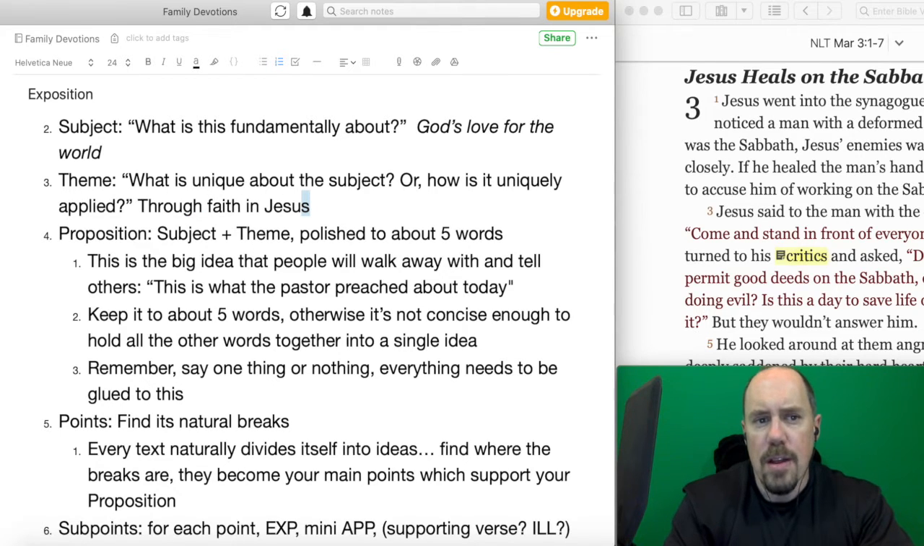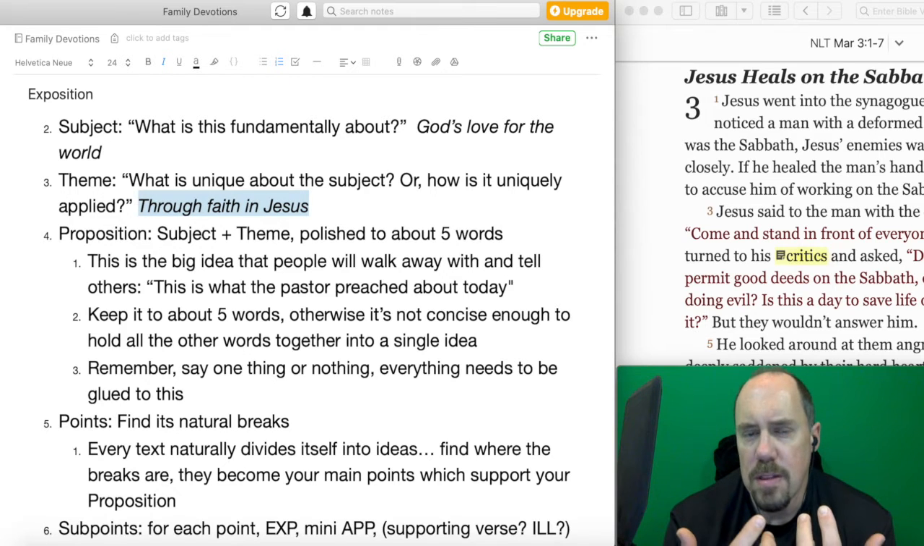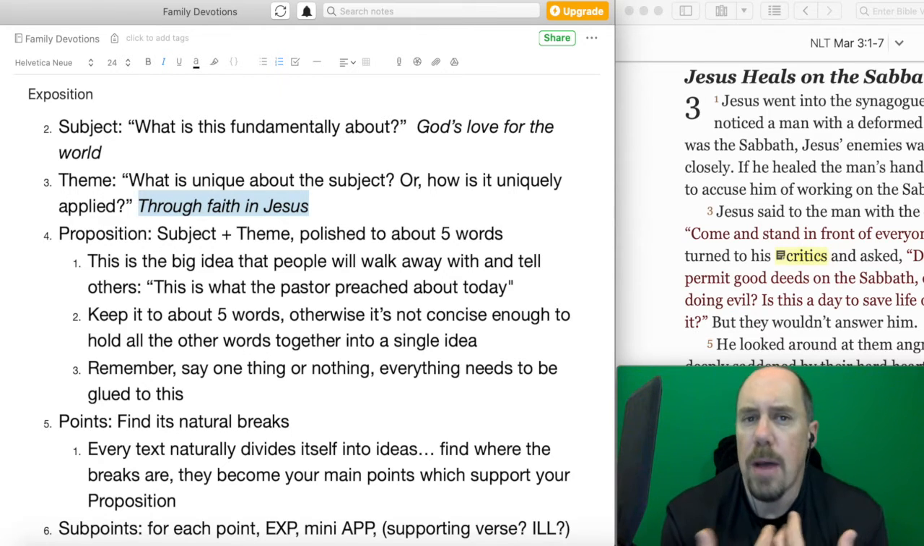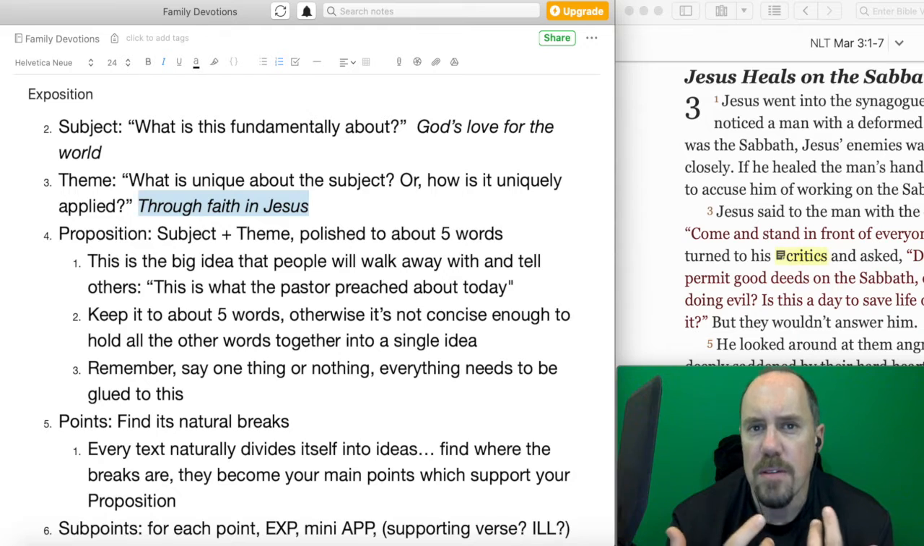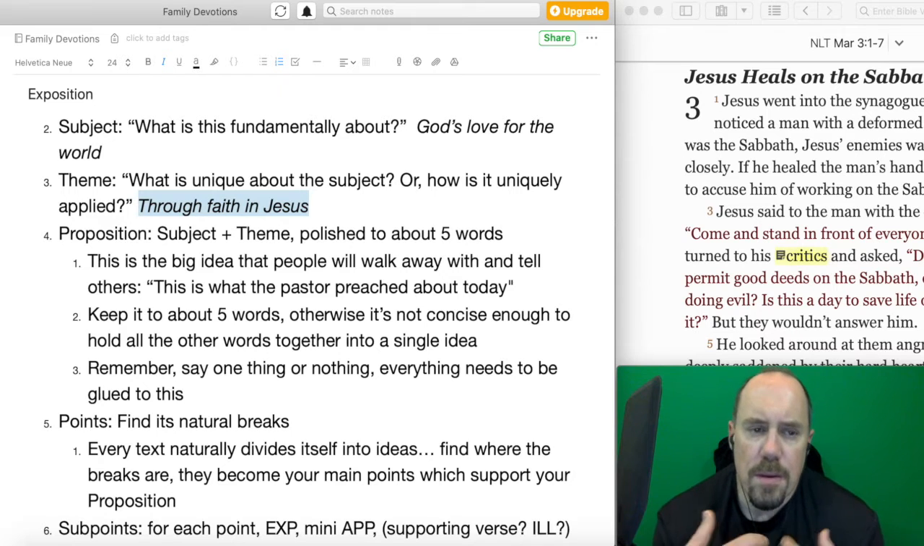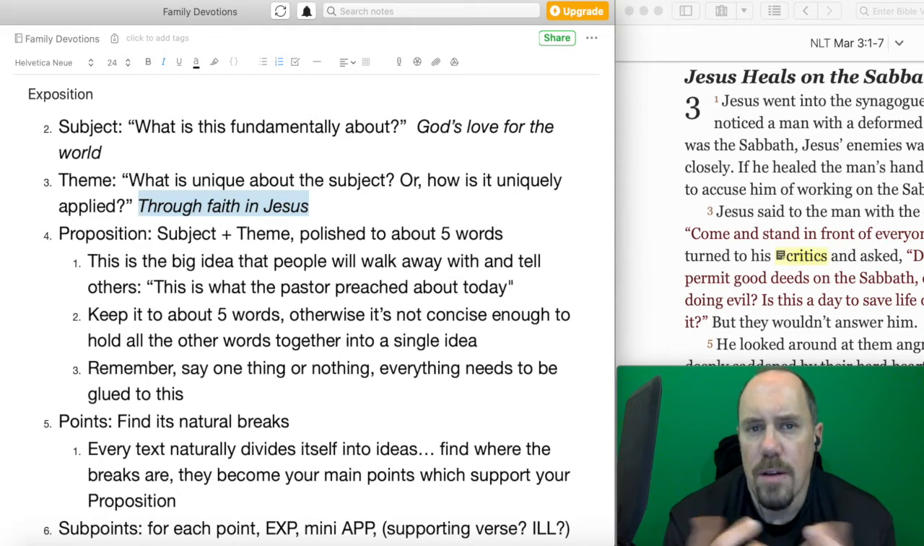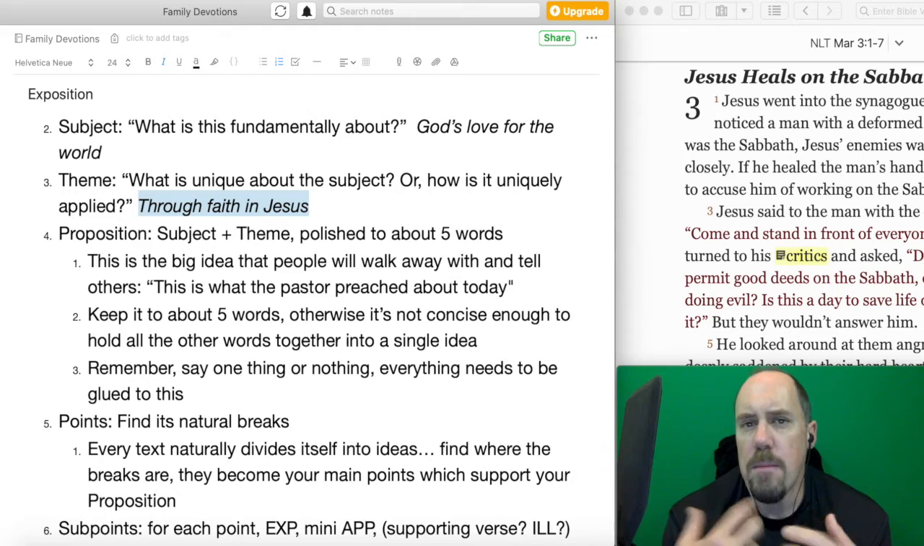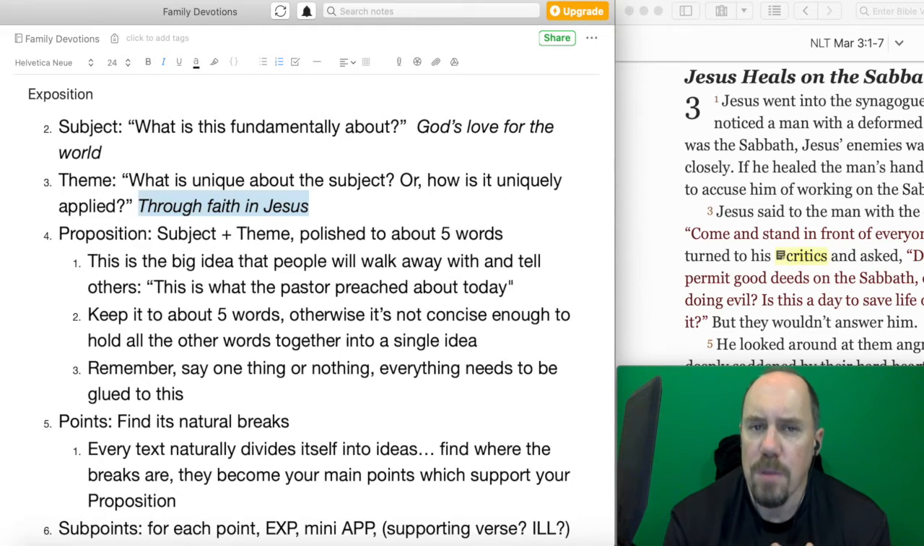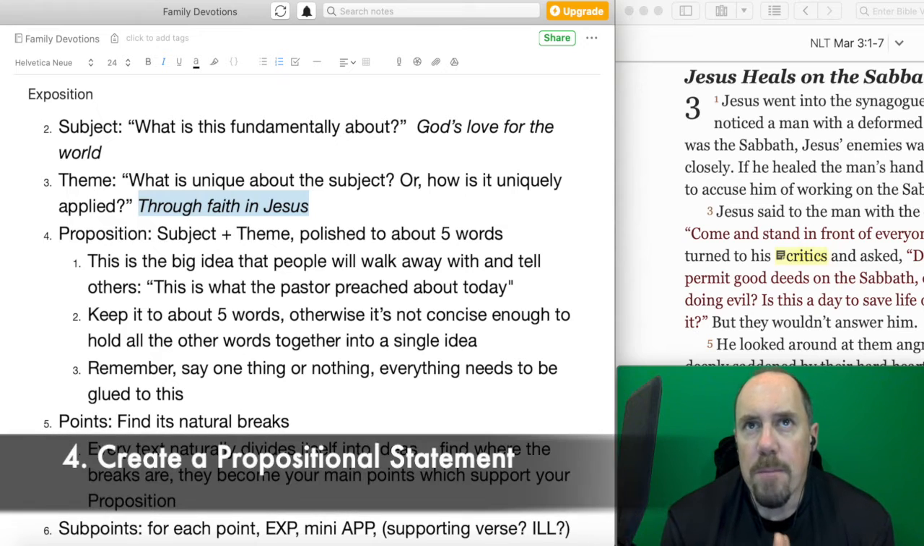So I've got my opinion about what the subject of the text is, and I've got my opinion about what I believe the theme is: the bent, the motivation, the angle the text is taking me in. So John 3:16, it's about God loving the world. And what's the theme? It sounds like it's a faith theme, that you've got to place your faith in Jesus. Okay, so proposition.